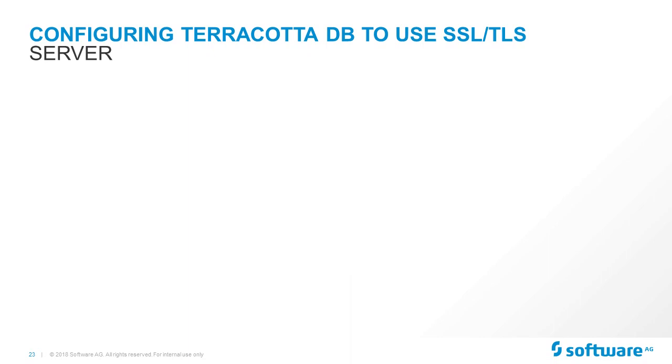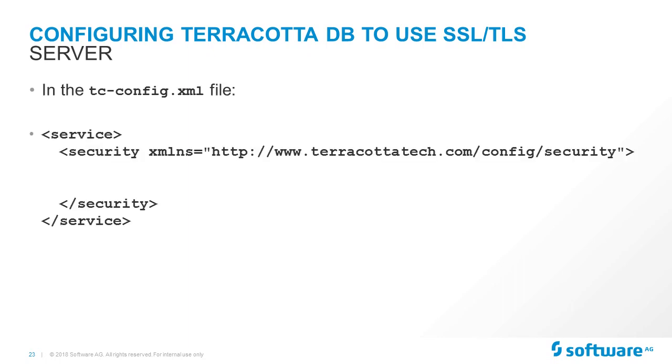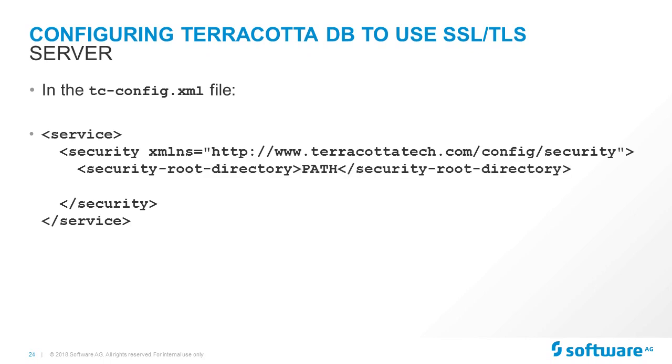Now we need to configure Terracotta DB to use SSL/TLS, using the certificates that we've created. So for the server, in the tc-config XML file, there's a security section inside the server definitions. And in there, we'll place a definition for the security root directory. So that's the path to the directory where that can be found for this particular participant, in this case, a server in the cluster. And we'll also specify SSL/TLS to be turned on.